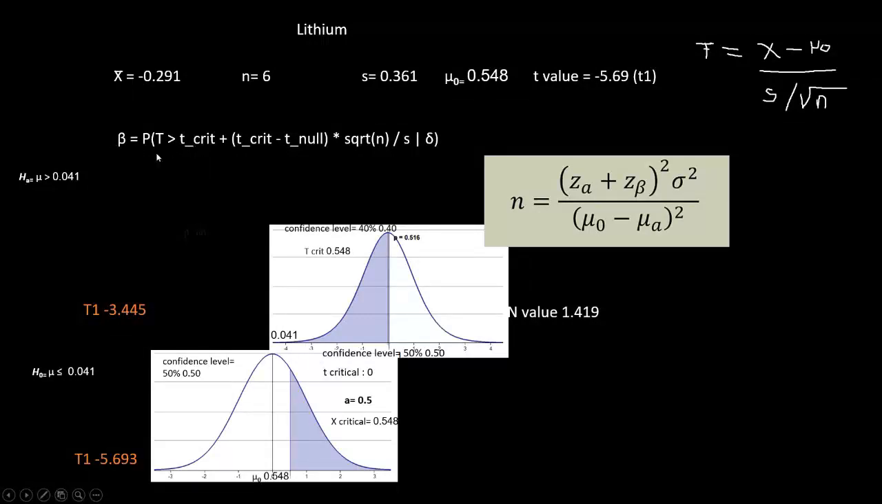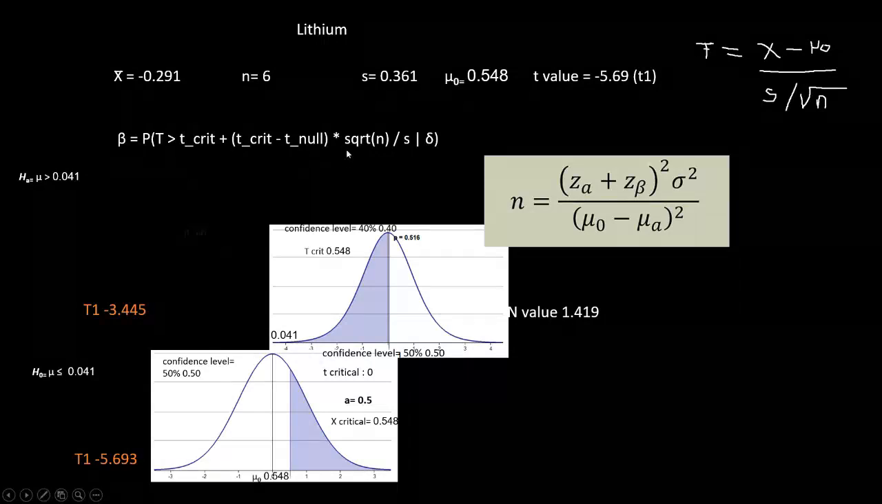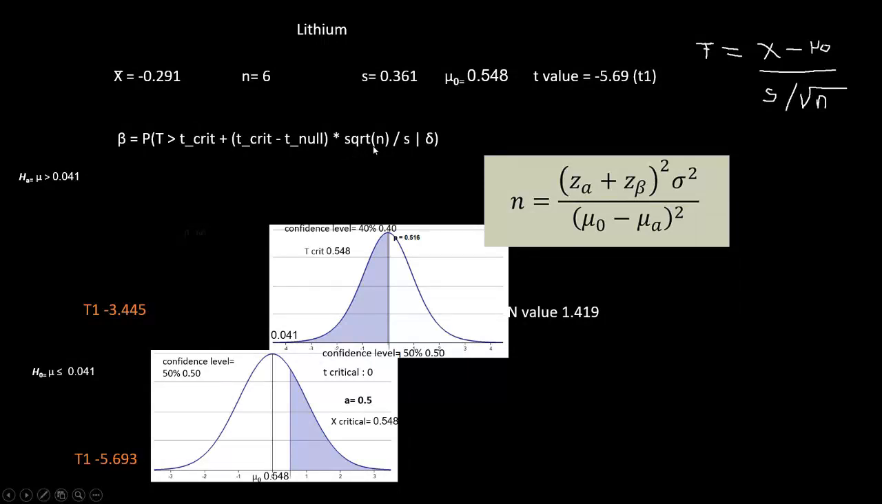So this is the formula I use: probability, and then t is greater than t critical plus t critical minus t null, and then square root divided by standard deviation. And this symbol is used to show how it differs from the null hypothesis. You see it?